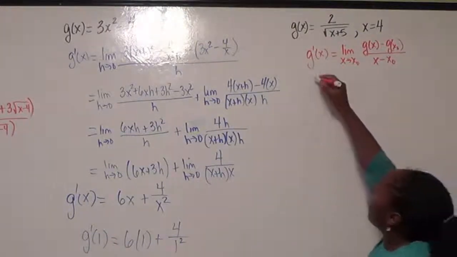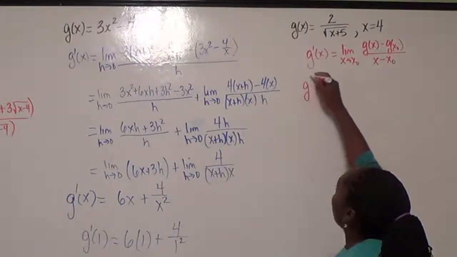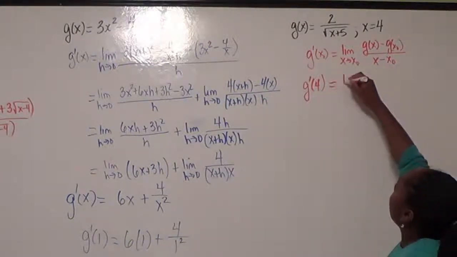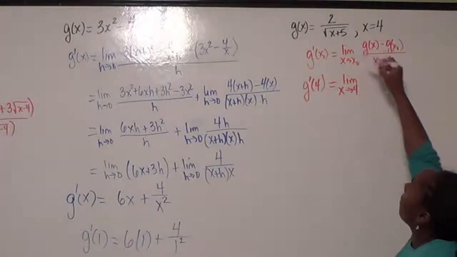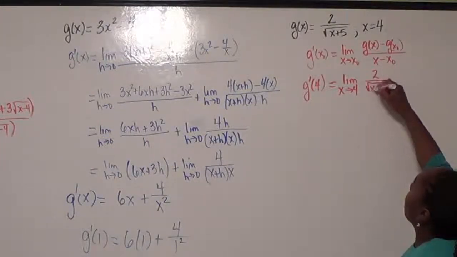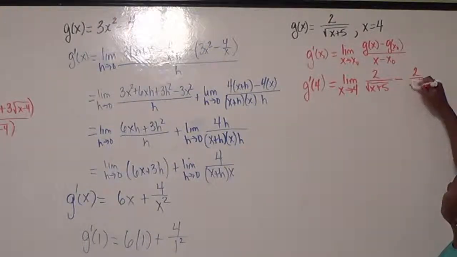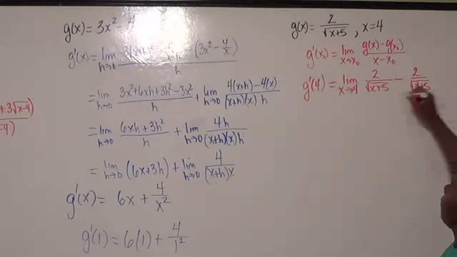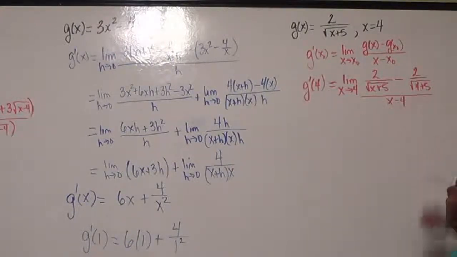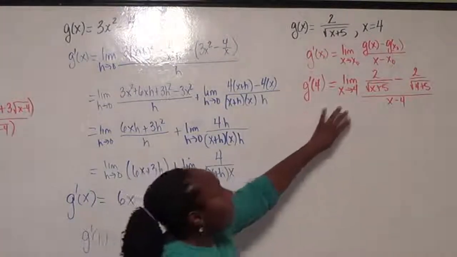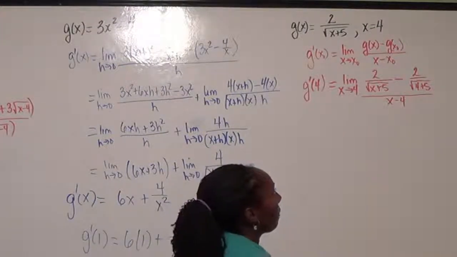Okay. So for us, in this case, if I want g prime of 4, there should be an x naught there. This is going to be the limit as x goes to 4 of g of x, which is 2 over square root x plus 5, minus g of 4, which is 2 over square root of 4 plus 5. All of this divided by our x minus x naught. Okay. So from here, we want to go ahead and try and simplify this.